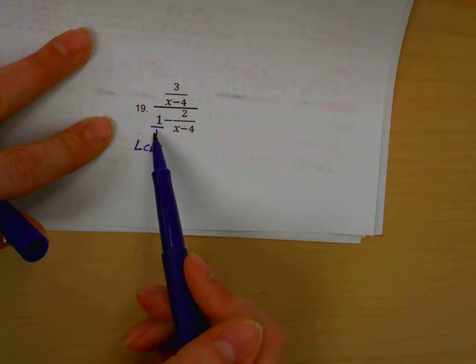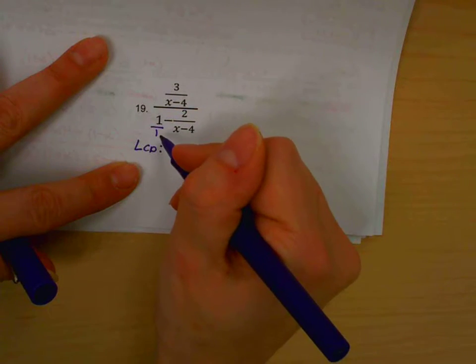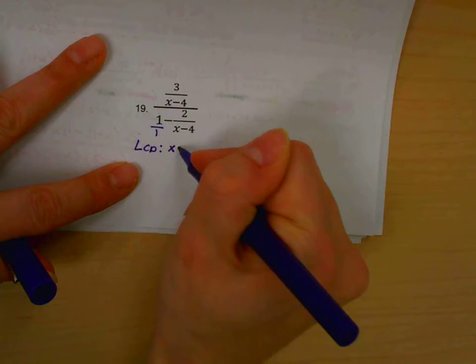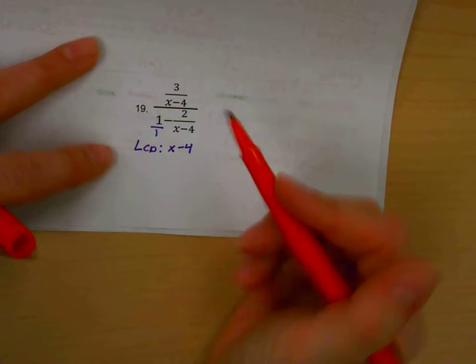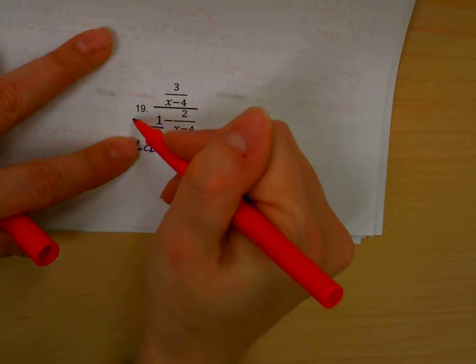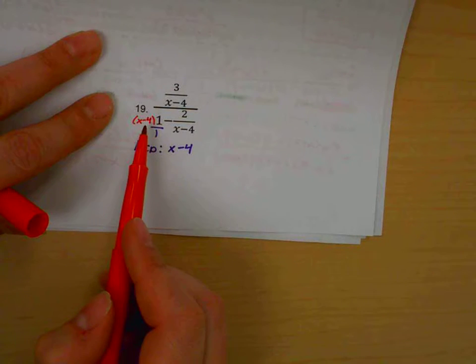So if I look here, I have 1 and I have x minus 4. My least common denominator, anytime one of my denominators is 1, is the other denominator. So my least common denominator is x minus 4. When I start looking at what I'm missing, on this first one, my denominator is 1. It's supposed to be x minus 4, so I'm missing x minus 4. So I'm going to multiply the top by x minus 4.